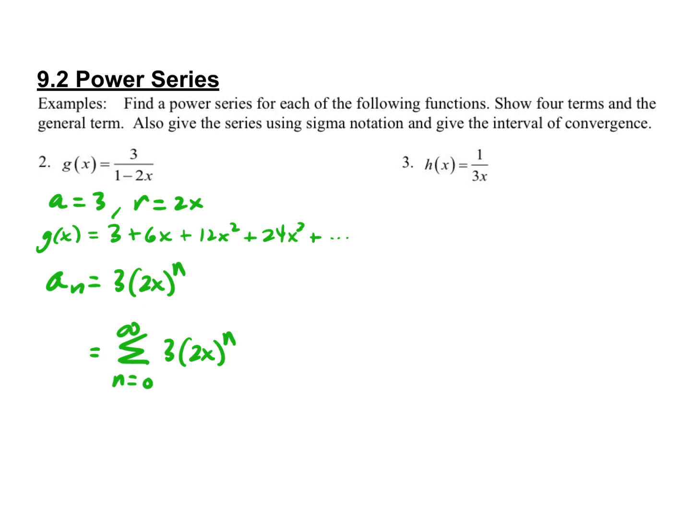Question. Now, you might be thinking to yourself, okay, this one does not look like it's in that a over 1 minus r form right now, because there's only one term over here. So how could I make 1 minus r equal 3x?